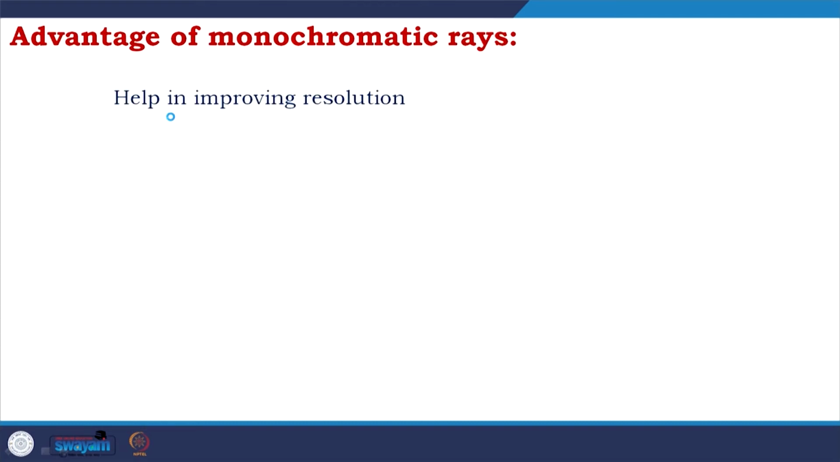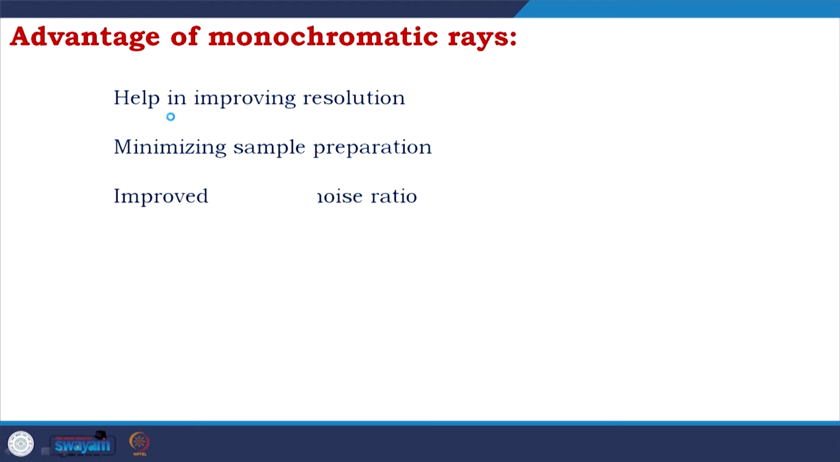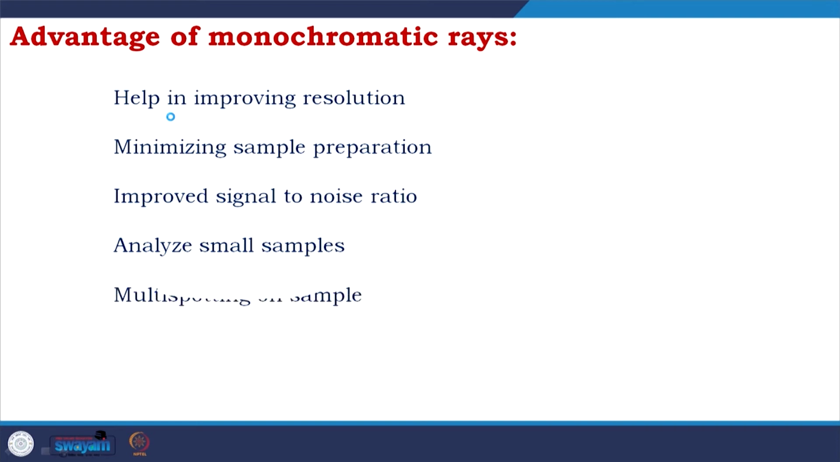So, what are the advantages of monochromatic rays? They help in improving resolution, they minimize sample preparation, they improve signal to noise ratio, they analyze small samples, and they also help multi-spotting on the samples. They simplify the data processing because you do not get the interference of the other one.